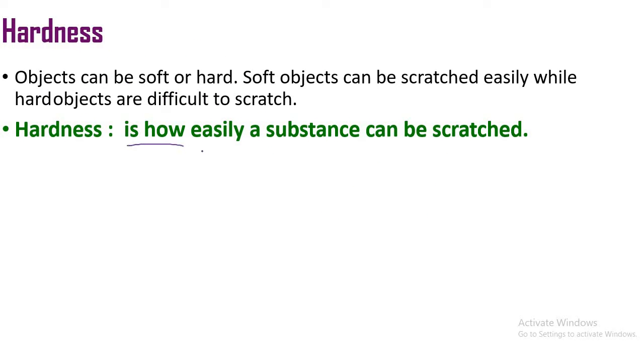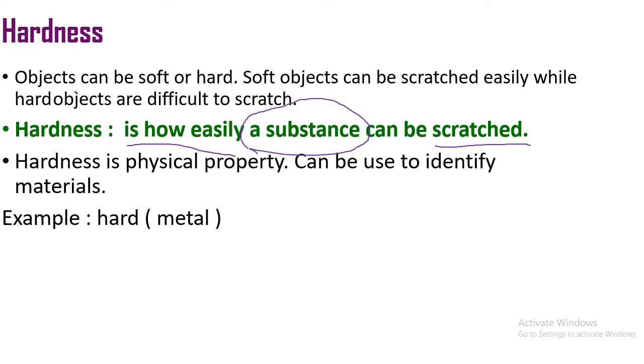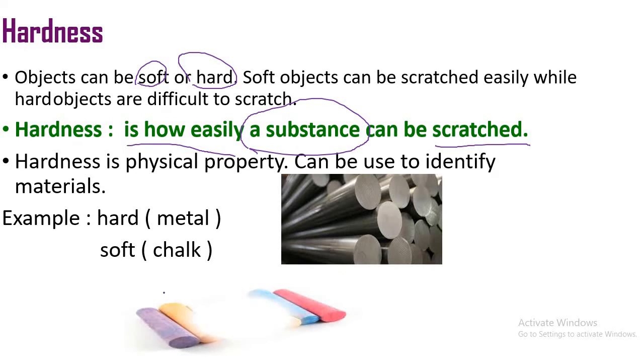Hardness is how easily a substance can be scratched. Some objects may be soft and others may be hard. So hardness is how easily a substance can be scratched. For example, a mobile is very hard. We cannot scratch it easily, while chalk is very soft and can be scratched easily. And wood, another example, can be scratched easily.